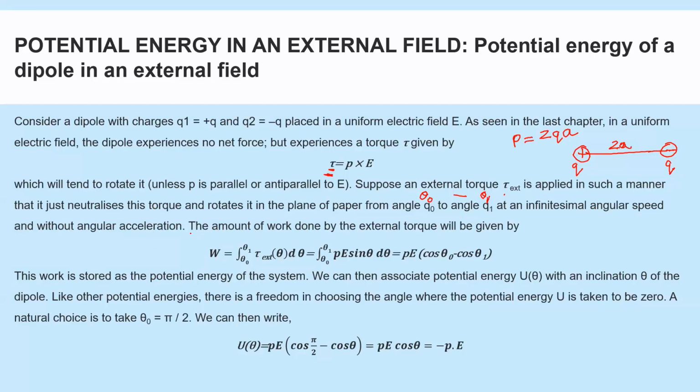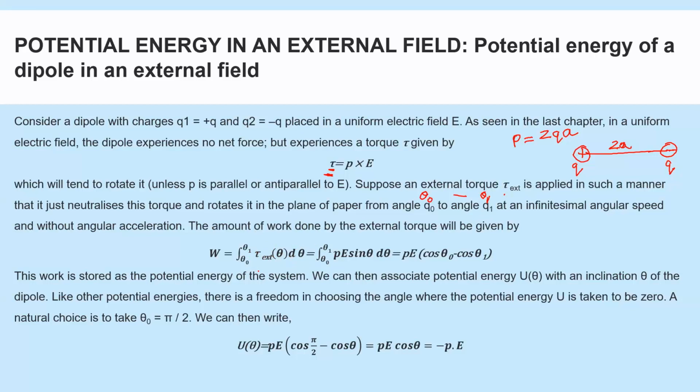So there is not going to be an angular acceleration, because the speed of the rotation is very low, but there is a change in the angle. The amount of work done by the external torque will be given by the work, integrating from theta 0 to theta 1. So we are integrating the external torque with respect to the angle.